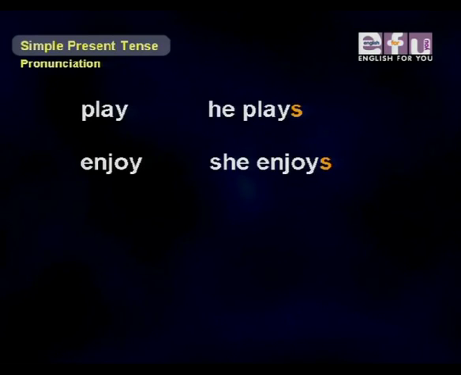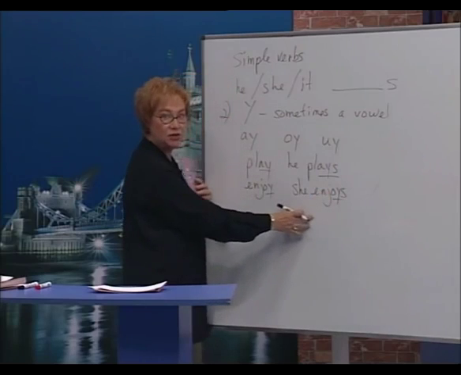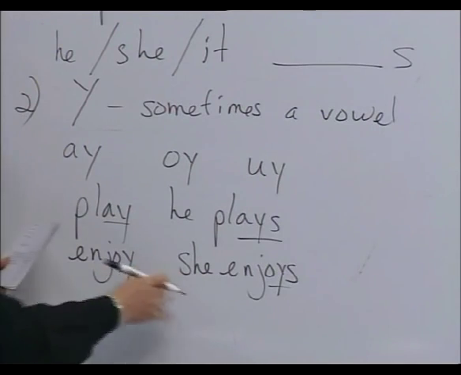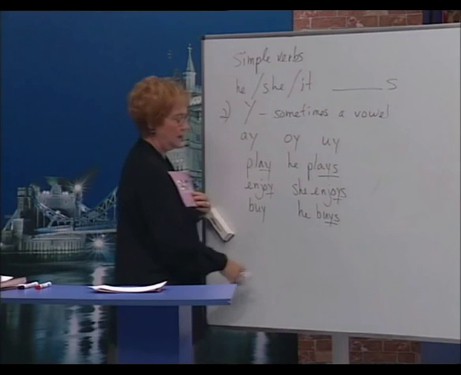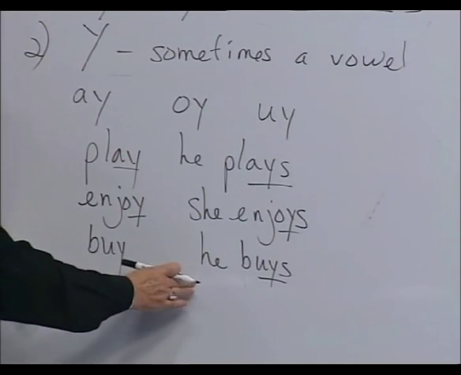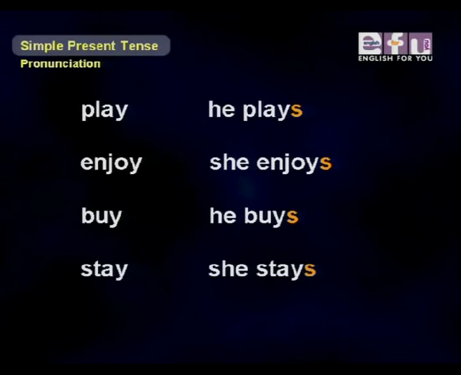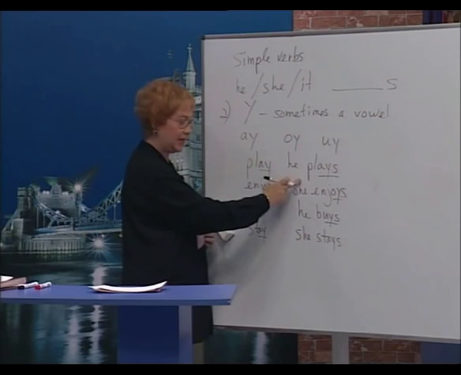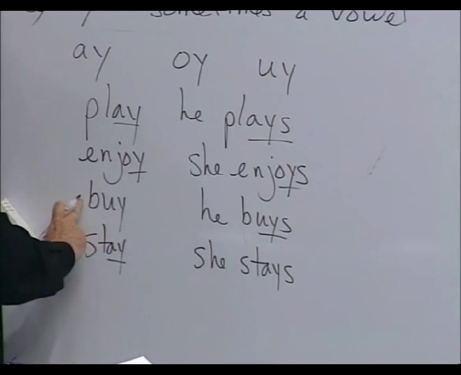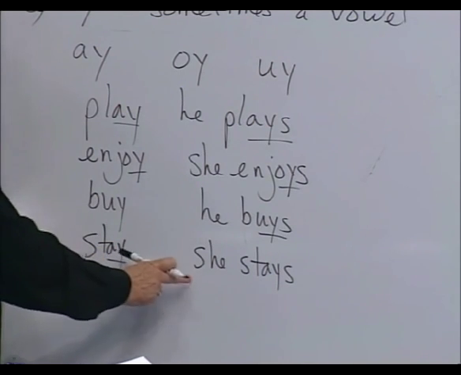Enjoy. She enjoys. Enjoy. She enjoys. Buy. He buys. Buy. He buys. And stay. She stays. Stay. She stays. Okay? Play. He plays. Enjoy. She enjoys. Buy. He buys. Stay. She stays. No change.